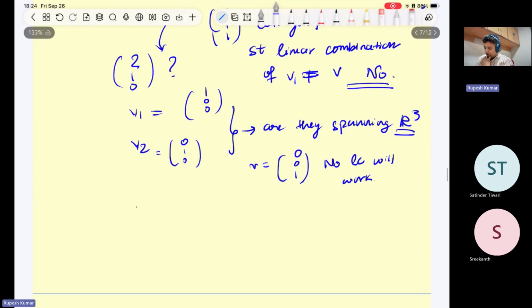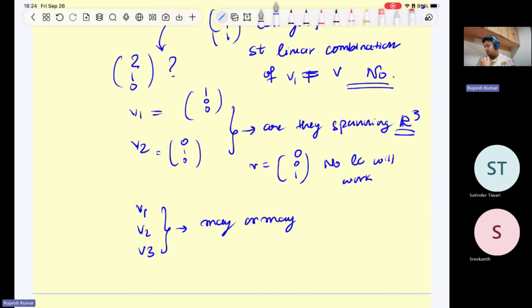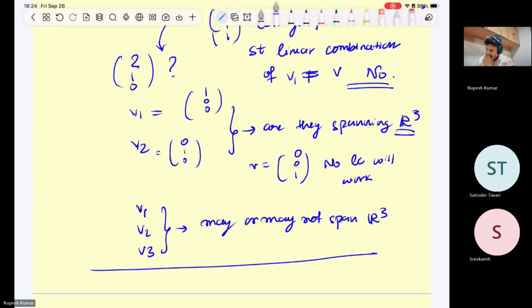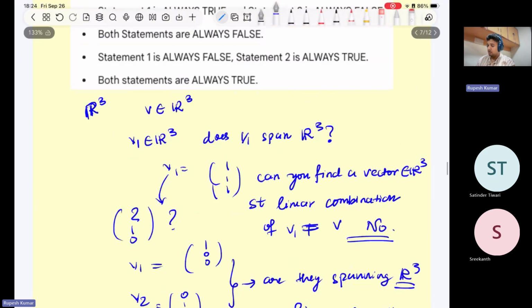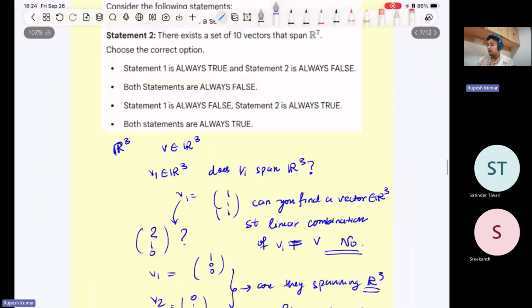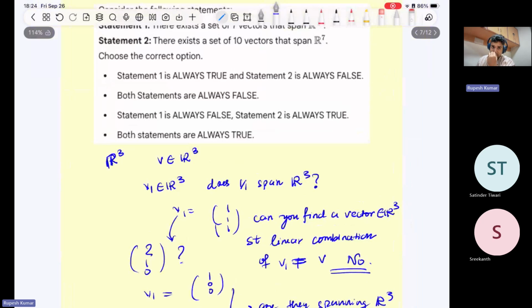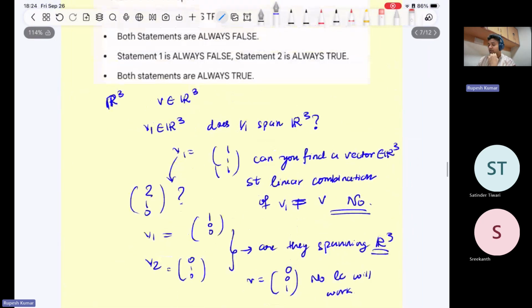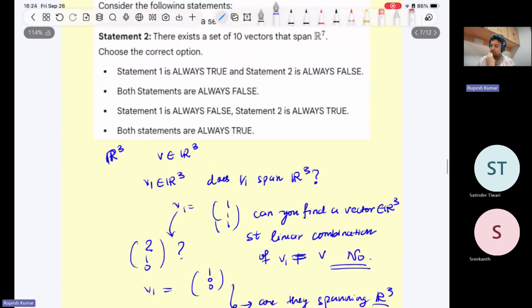Now if we have three vectors, V1, V2, V3, they may or may not span R3, right? So basically, this is the idea. If you are trying to span an n-dimensional space, you need to have at least n linearly independent vectors. Otherwise, you won't be able to span the entire space.